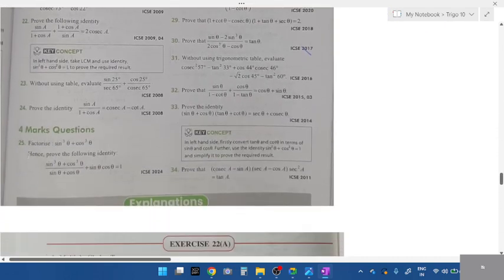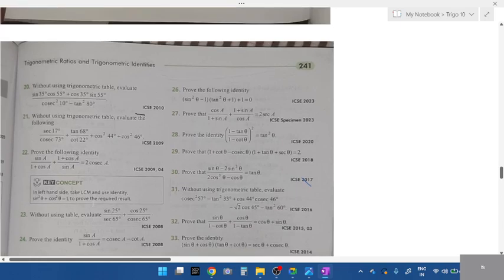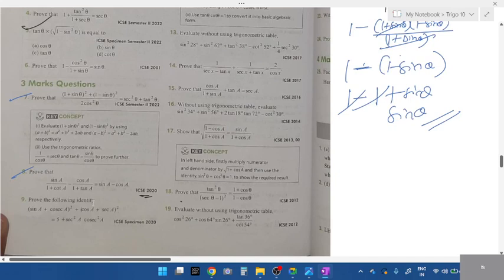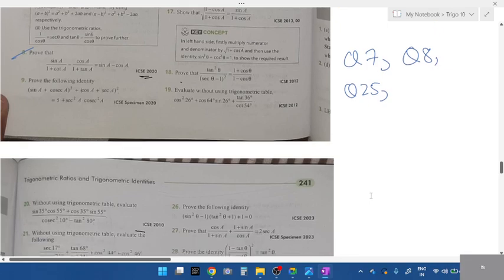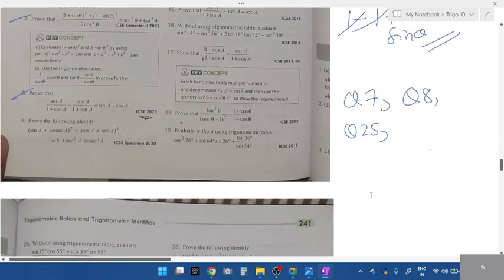And in 4 marker question, 25th question. There is a cube value here. Cube question, 25 and 26. 4 questions. I'll write it here. Question 7, 8. Question 25 and question 26. Okay. Those who want, do it and send it. I'll check. If not, you can just ignore.